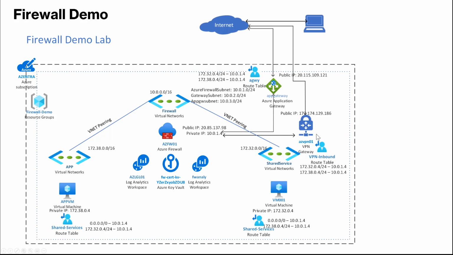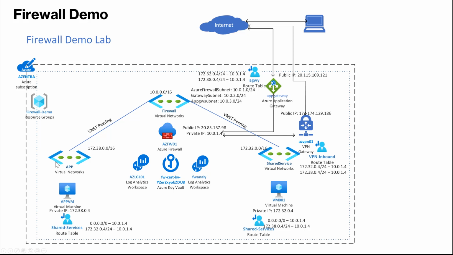Similarly, we will have an MFA VPN client here that is coming to the VPN gateway and going inside and making connections to both the environments, right? Both the VNets here, the app side, the VM side, and the VM001 side. So that covers almost all the possible use cases.